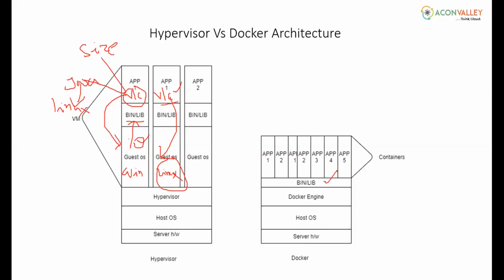VLC media player binary and library files are similar to the Linux binary and library files, because they are developed on that. So that's why when you install the same VLC media player in Linux, it will take less size, but when you install it in Windows, it will take more size.